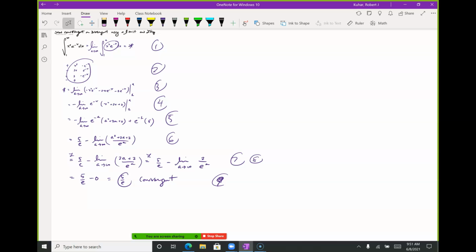The tricky one here is that it's L'Hopital's twice. You evaluate, you get infinity over infinity, you do your derivatives, you get infinity over infinity again, you do your derivatives, and then you finally get a limit of zero. And so 5 over e. So if this problem was on WebAssign, it would say convergent. If it's convergent, give me the area. If it's divergent, write in divergent.